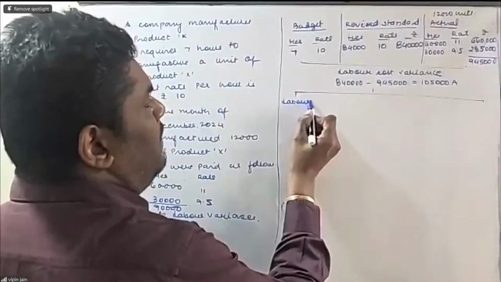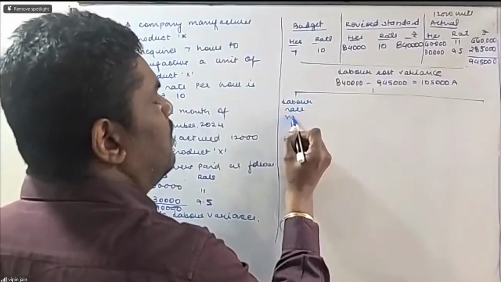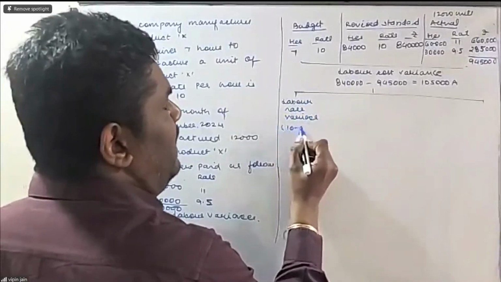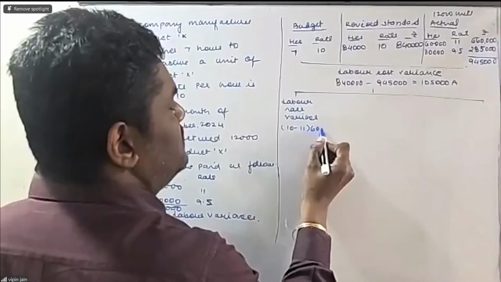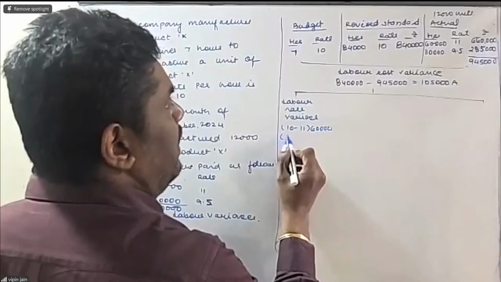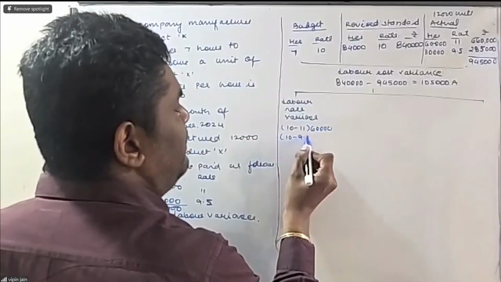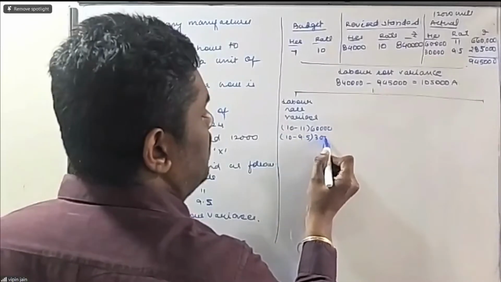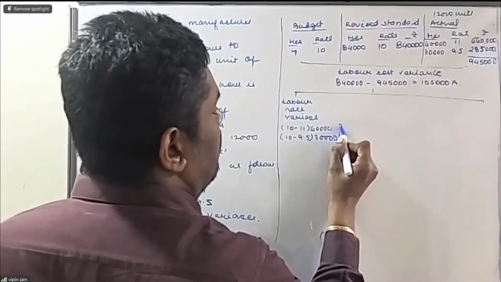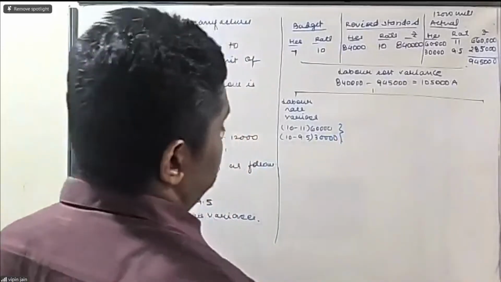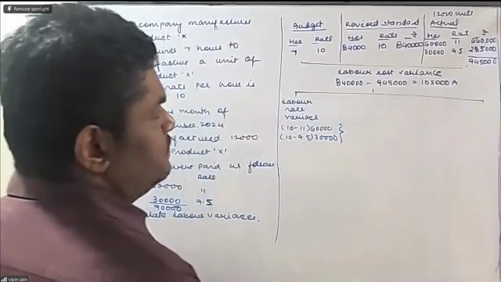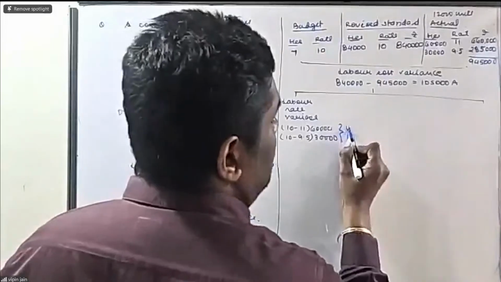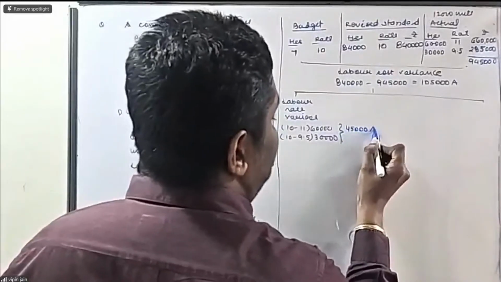When talking about labor rate variance, see 10 minus 11 into 60,000 and 10 minus 9.5 into 30,000. This will be 45,000 adverse.